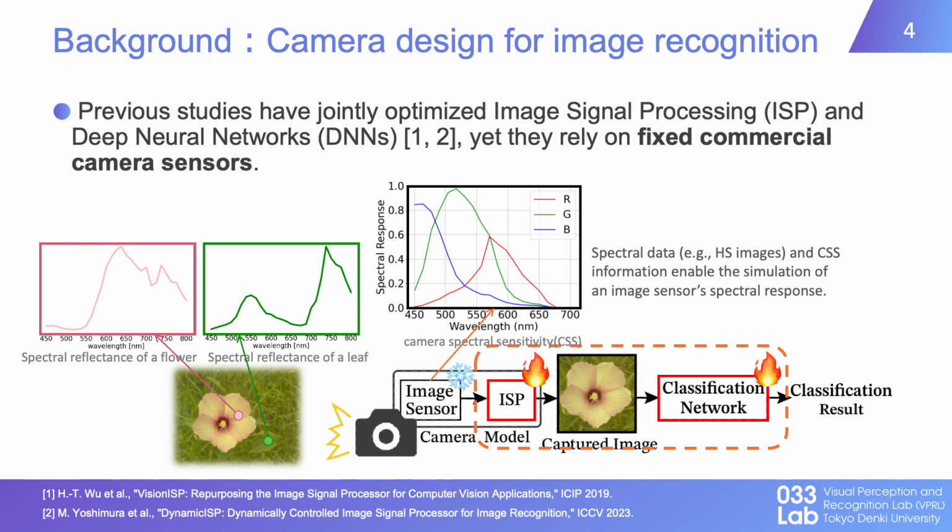There have been previous studies tackling this issue. Many researchers have proposed joint optimization, where the ISP and the deep neural network (DNN) are trained together. But as shown in the diagram, they keep the image sensor fixed. They just use standard commercial cameras. In contrast to previous studies, we focus on optimizing the image sensor.